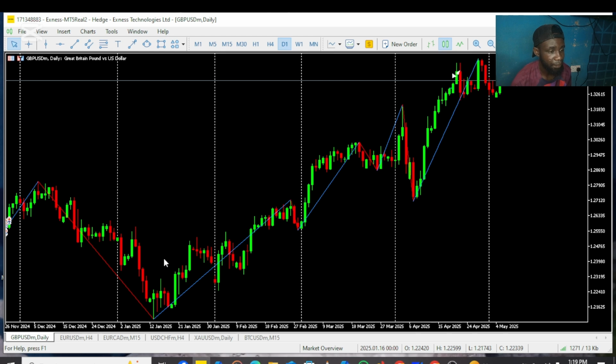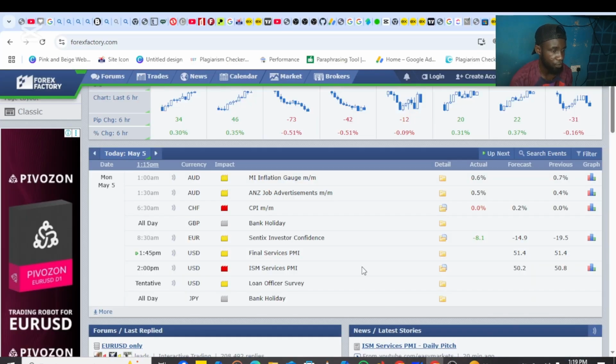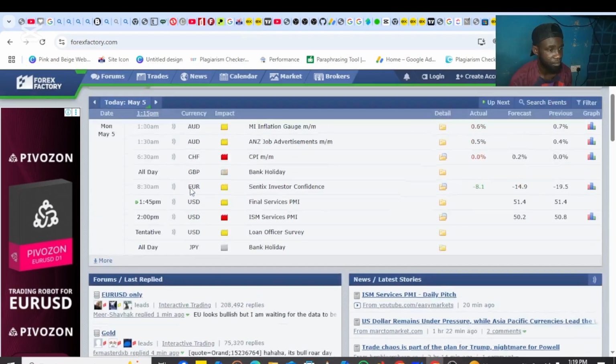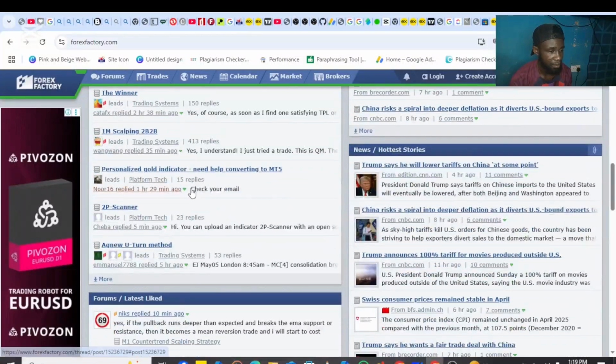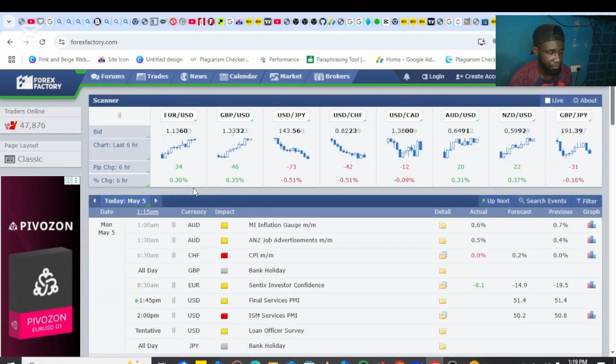For checking the fundamental news, me, for instance, I use forexfactory.com to check my fundamental news. You should go to your Google Chrome or your search engine and type in forexfactory.com, and you see something like this. Okay, to open like this.